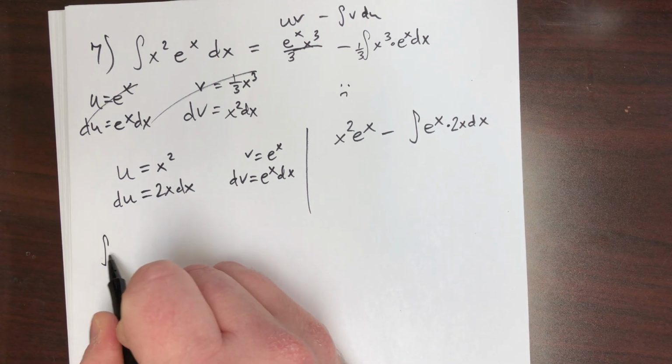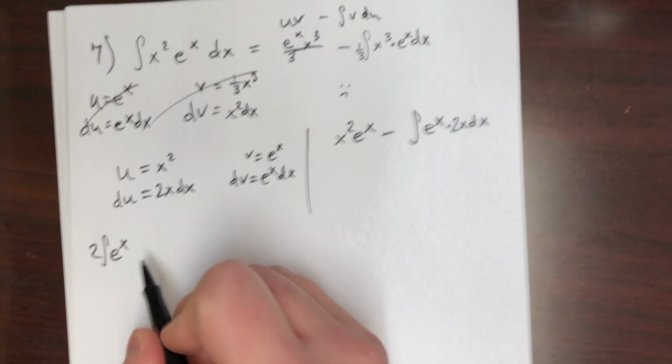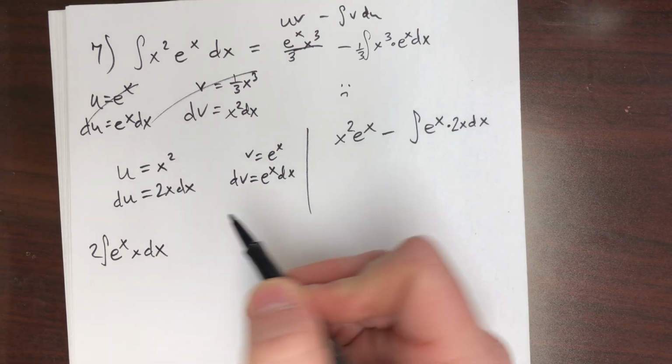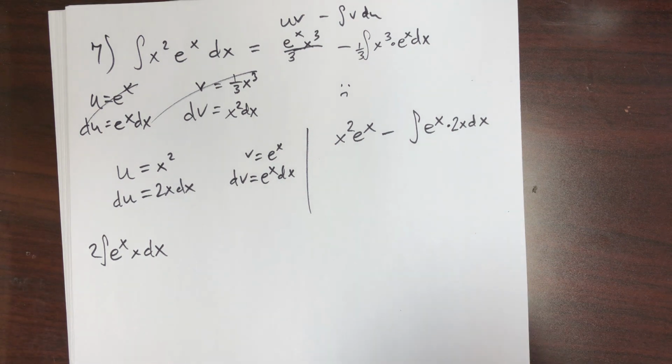Let's do it as side work over here. Oh, there's a 2 in there, right? So we can pull the 2 out front. And here's where you can pause and you can say, I already did this example today. And it was number 2.